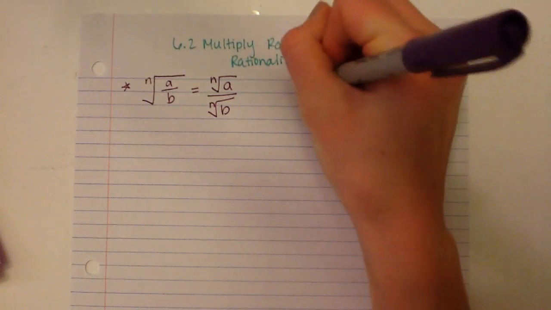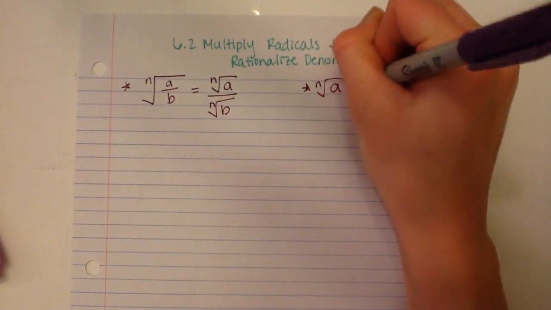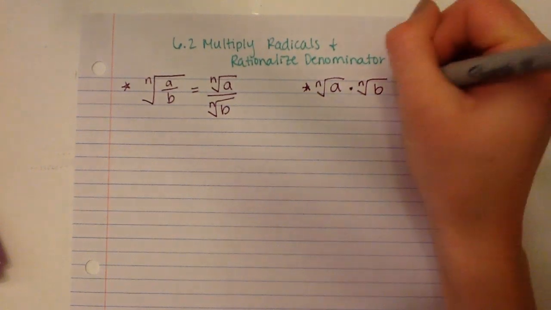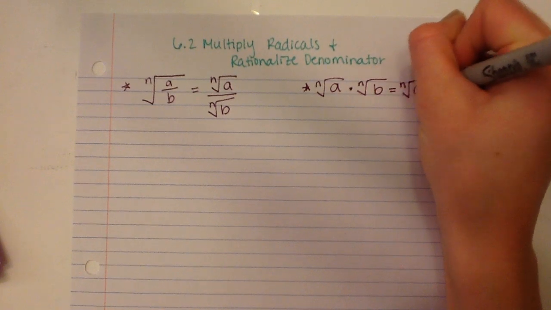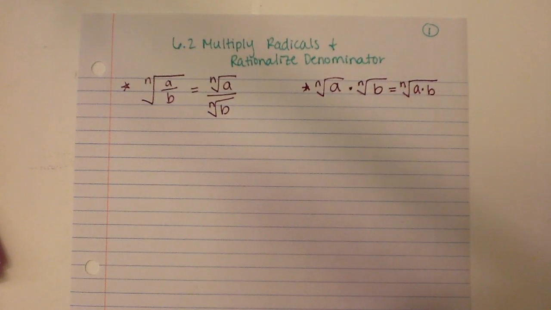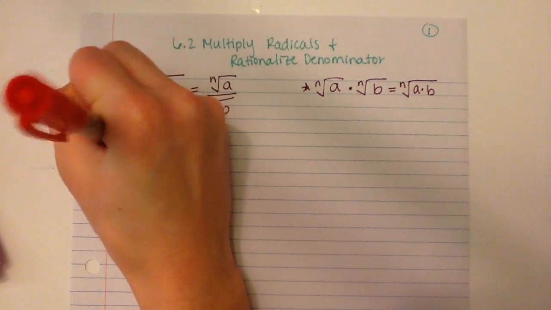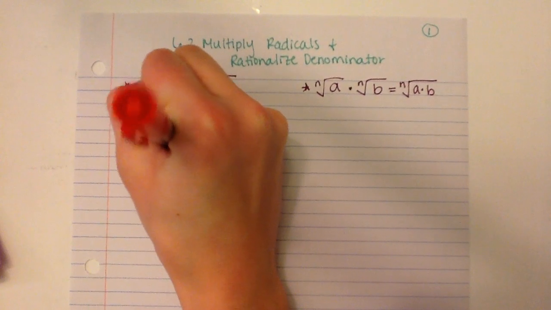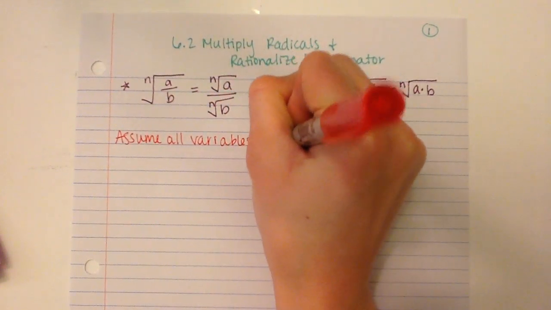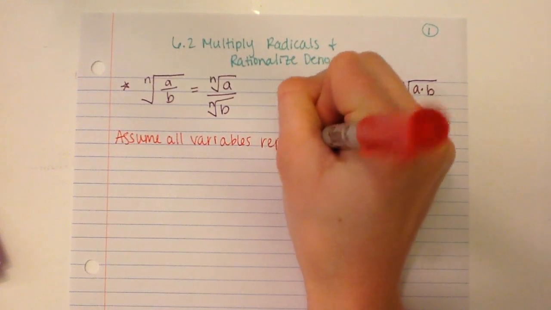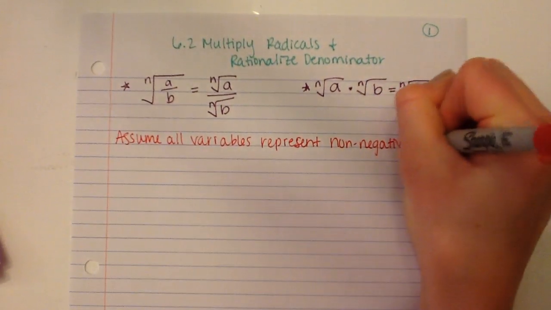Well, if we have them being multiplied together separately, that's the same thing as us taking it and we can join them together underneath the radical sign. So we're going to assume that all variables represent non-negative values.